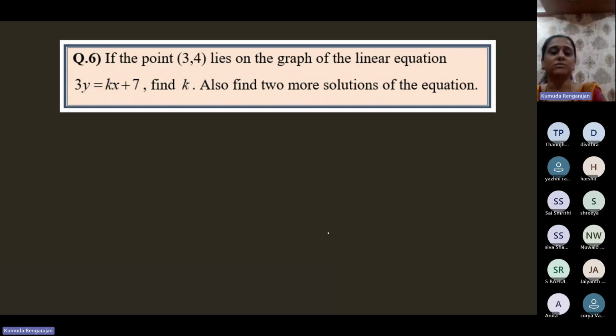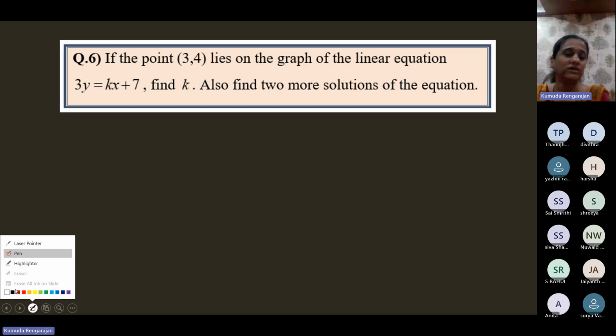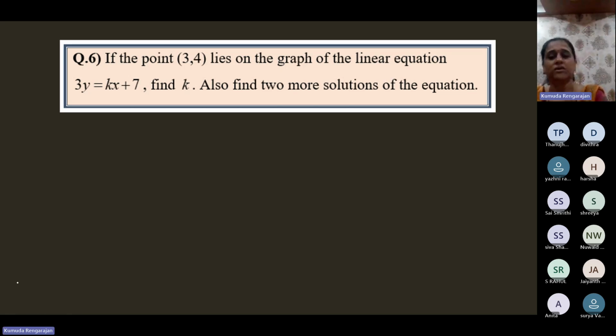If the point 3, 4 lies on the graph of the linear equation 3y is equal to kx plus 7, find k. Also find 2 more solutions of the equation. Okay, we'll answer the first part. If the point 3, 4 lies on the graph of the linear equation 3y is equal to kx plus 7, find k.